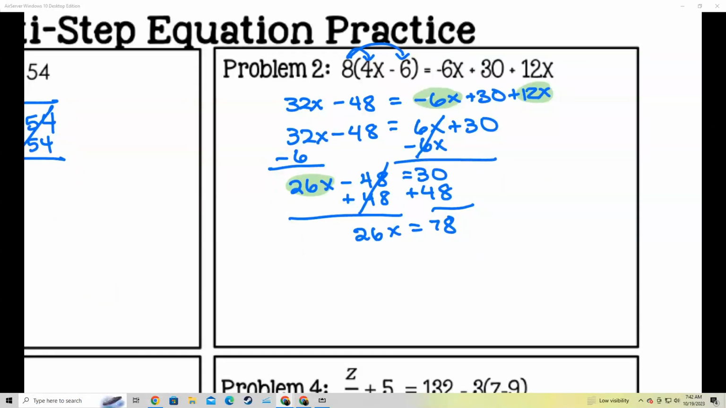And then I'm trying to get x by itself, which means I'm being multiplied by 26. The opposite of multiply by 26 is divide by 26. I get x equals 3.